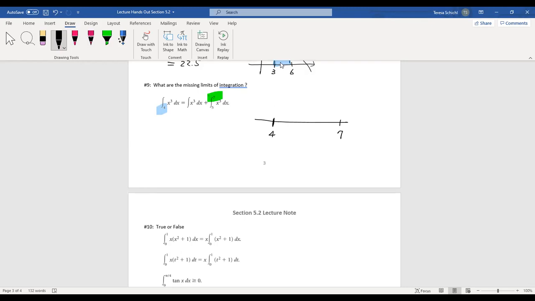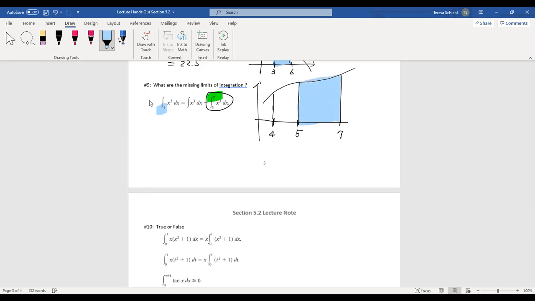And then for the second part, this integral here, I start at 5, right? So this is my function, and I'm going to find the area between 4 and 7. And then from here, the 5 to 7, this one is already given to me. So this area is 5 to 7.